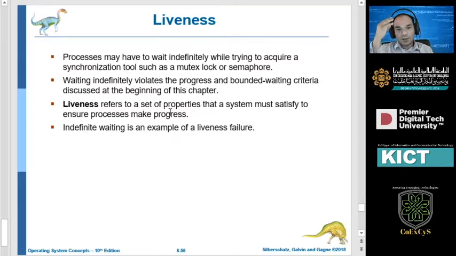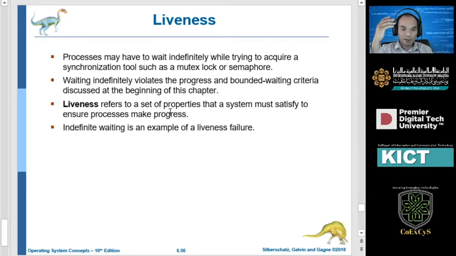One of the important things in synchronization is to have liveness. So what is liveness? A process may have to wait indefinitely while trying to acquire a synchronization tool such as a mutex lock or a semaphore.